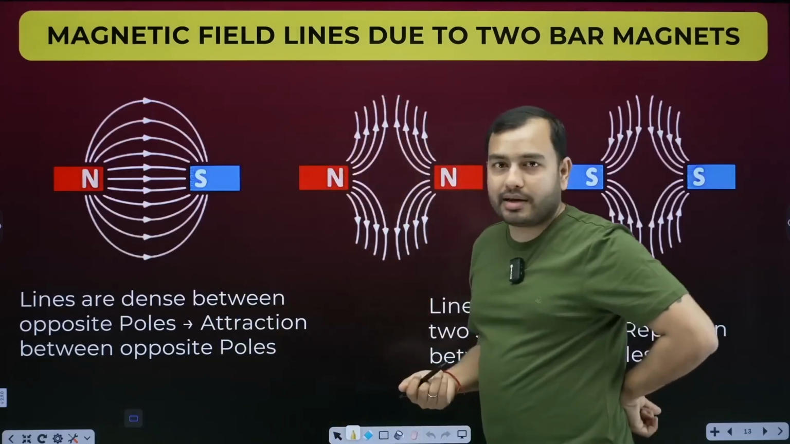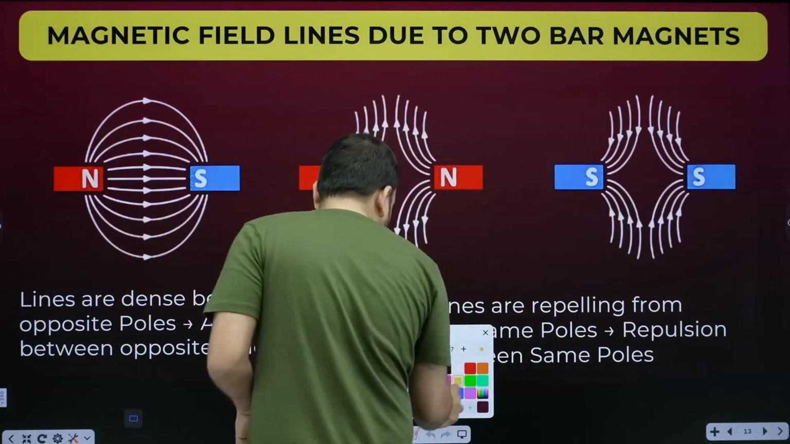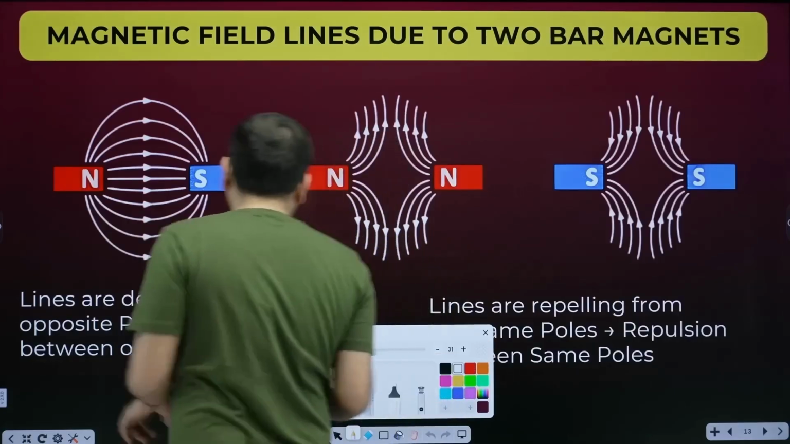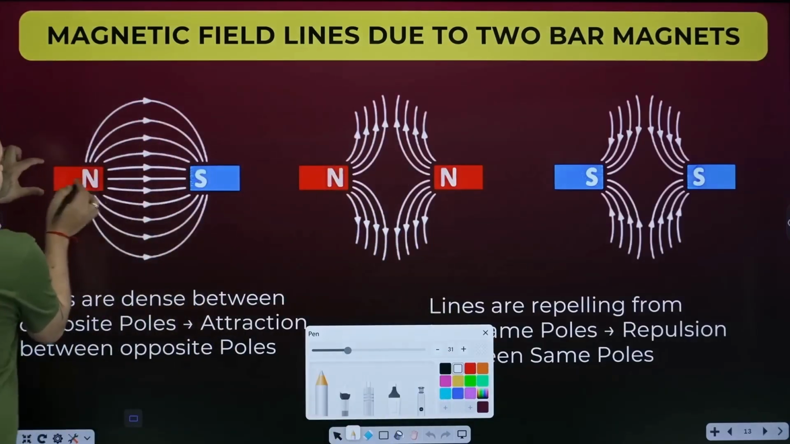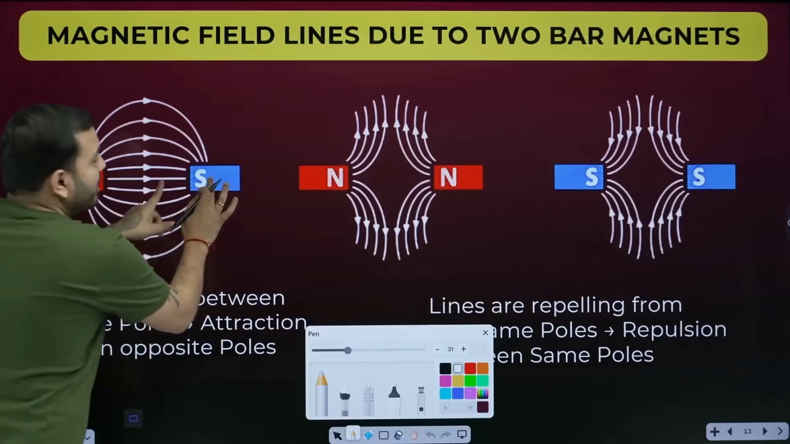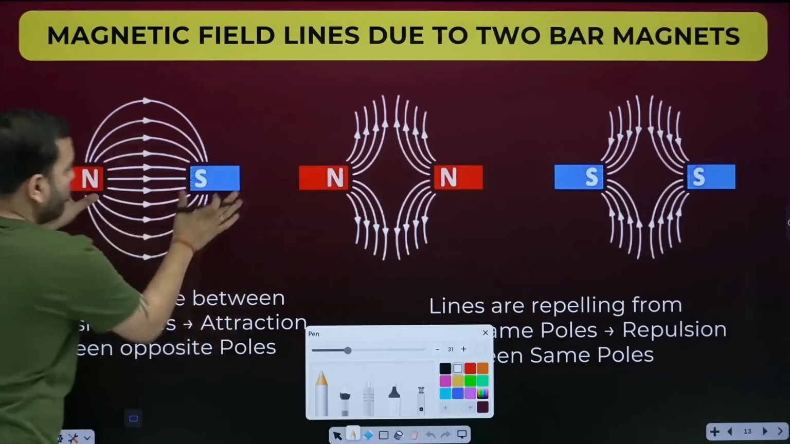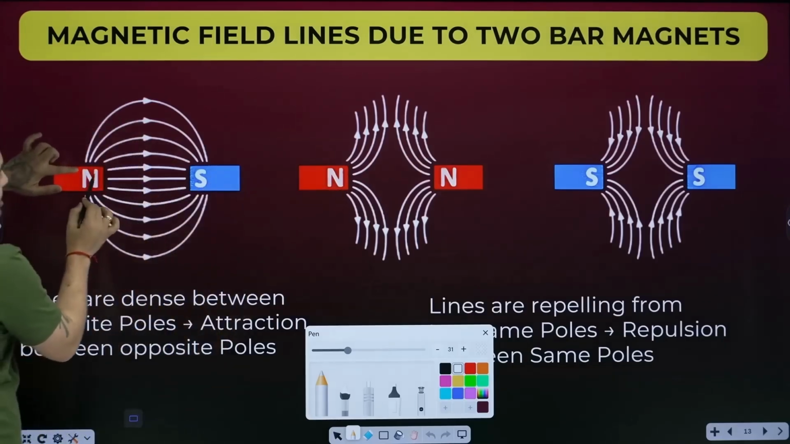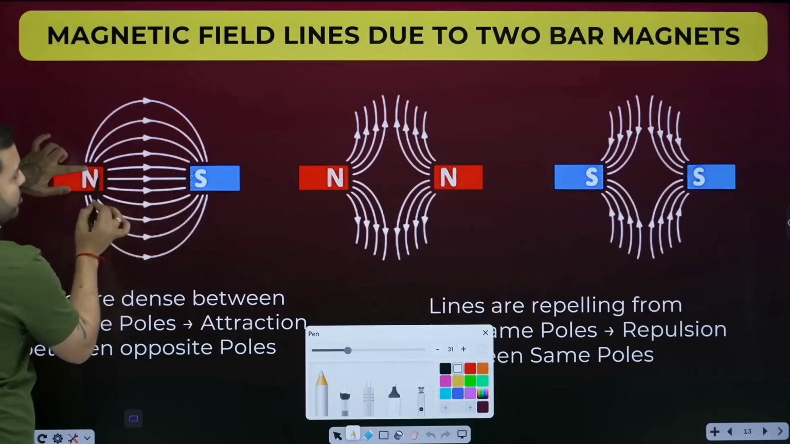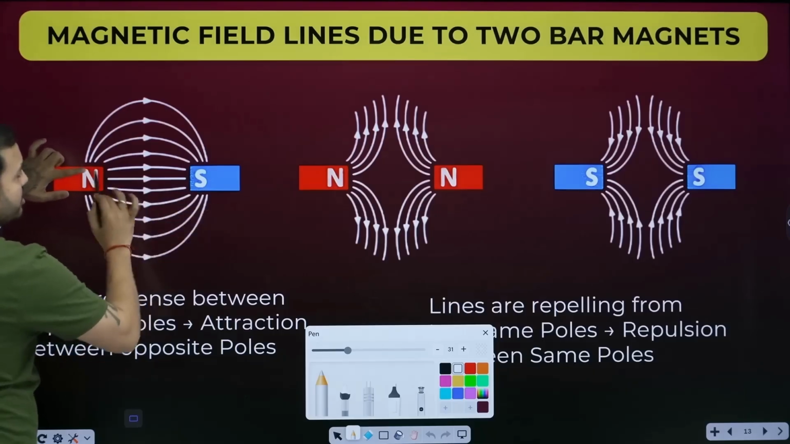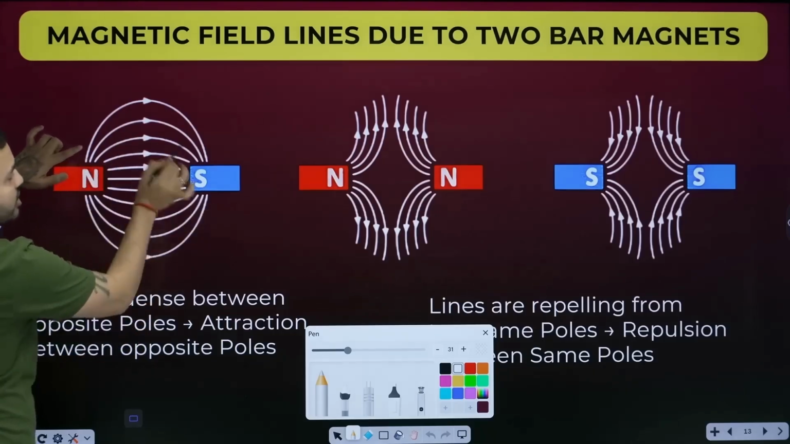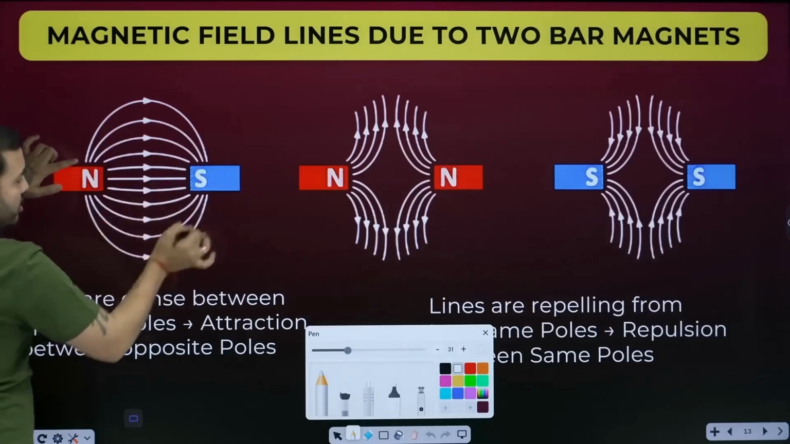Suppose we take 2 bar magnets instead of 1. These are 2 different bar magnets, beta ji. These are not the same. This is one magnet with its south pole right here. This is another magnet with its north pole somewhere here. These are 2 magnets. Where do magnetic field lines emerge from? From the north. Where do they go? To the south. They emerge from north and go to south.